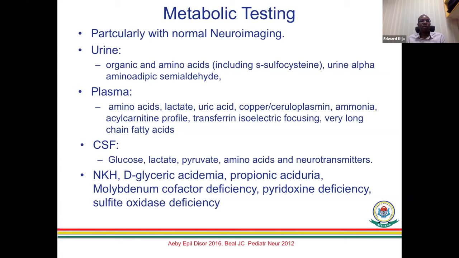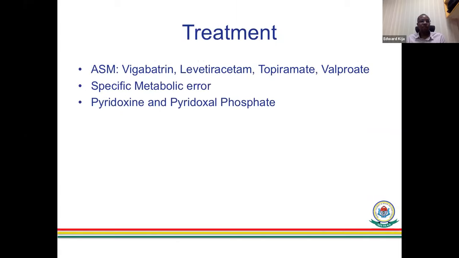Some of the metabolic conditions that have been associated with early infantile DEE include non-ketotic hyperglycinemia, propionic aciduria, molybdenum cofactor deficiency, and pyridoxine deficiency, as well as sulfite oxidase deficiency. And in some of these patients, one of the clues to indicate possibly a metabolic disorder is the frequency of the myoclonus, which sometimes tends to be erratic or continuous in a newborn.